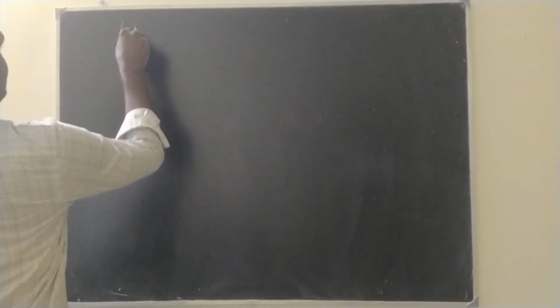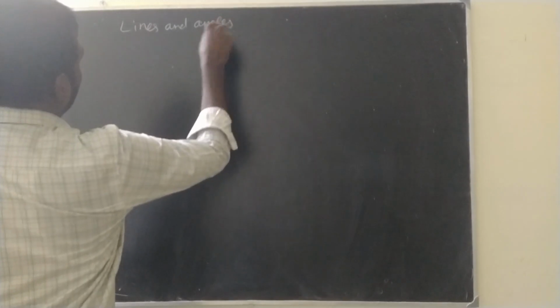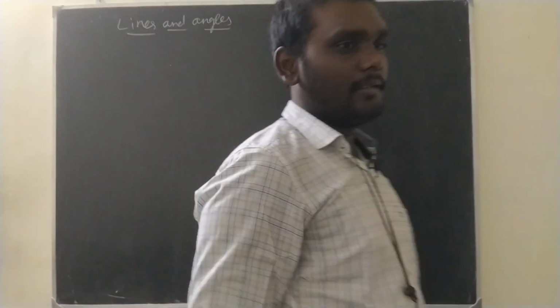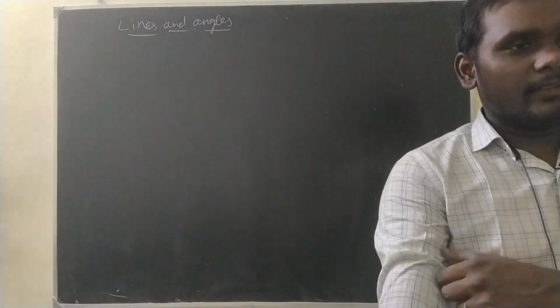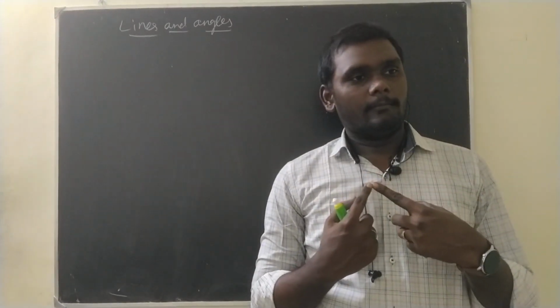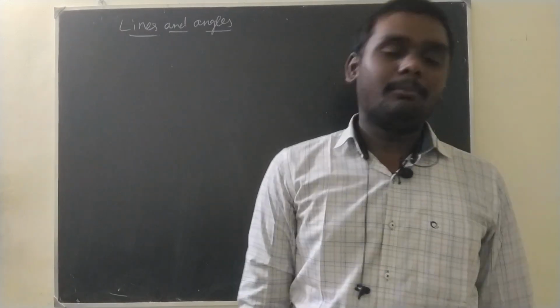The chapter name is lines and angles. So lines and angles means, you know about lines, right? The whole thing of geometry starts with a point. A point is a mark of a position, to mark one position.